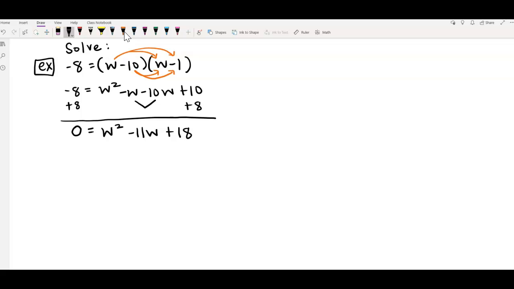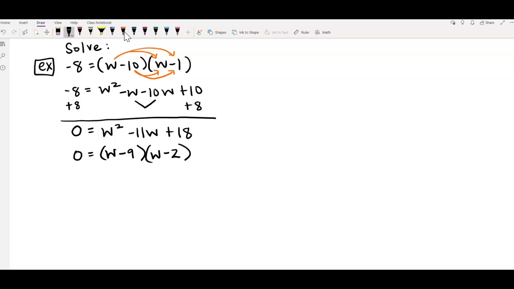And then from here, I need to look and see if I can get that factored. So now it's equal to 0, so now I can factor it so that I can set each factor equal to 0. So w times w gives me my w squared. What times what is 18 that adds to be -11? What do you guys think? What multiplies to be 18 adds to be -11? Yeah, -9 and -2, right? So multiplies to be positive 18, adds to be -11, all right?